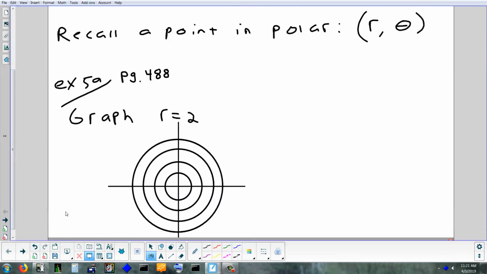So when they ask you to graph r equals 2, they want you to graph every single point, because it's a picture, every single point that's 2 units from the origin. What would that look like if you graphed every single point that was exactly 2 units from the origin in every direction? It would be a circle. So here's 2 units away. That's 2 units, 2 units, 2 units. All these points are 2 units away. So the graph of r equals 2 is a circle. Anytime you do r equals a number, it's a circle.